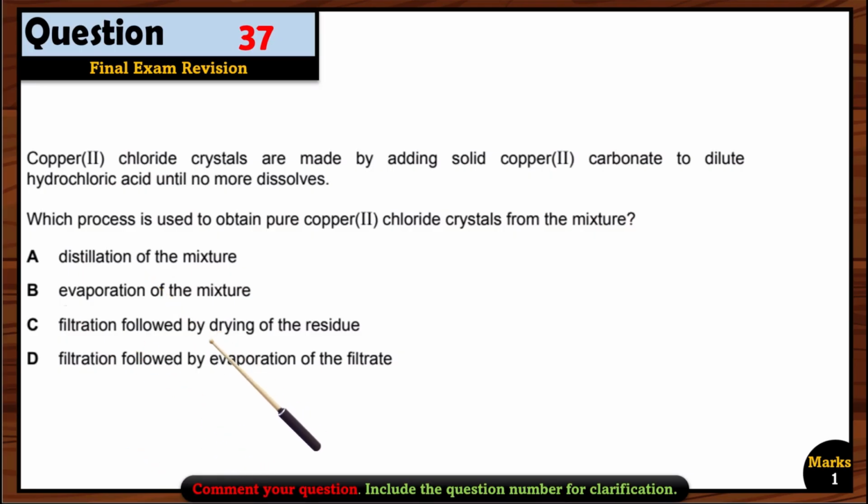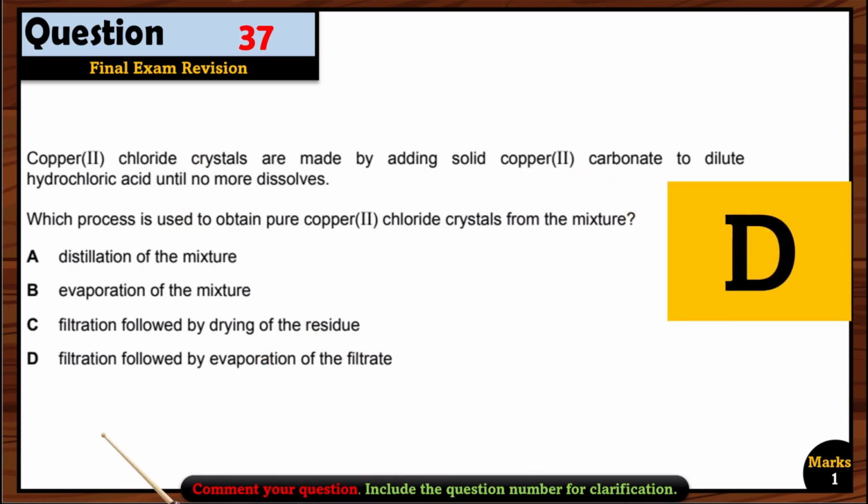Then filtration followed by drying of the residue. Not the drying of the residue. Why? Because the residue is itself copper carbonate. So we have to do filtration and then it will be followed by the evaporation of the filtrate. Because what is our filtrate? That is copper chloride dissolved in the dilute hydrochloric acid. So option D is the right option here.